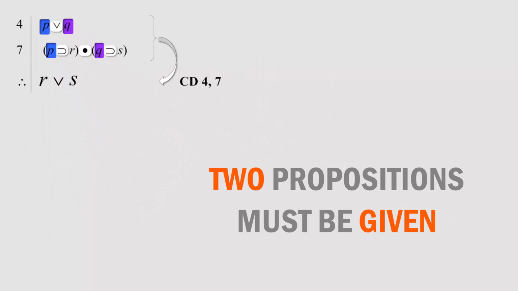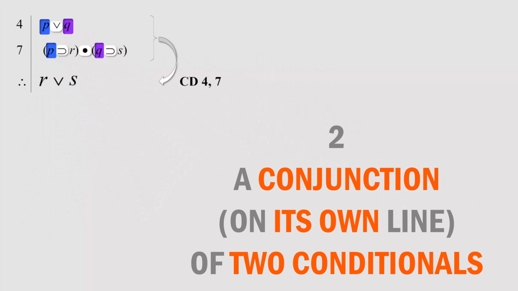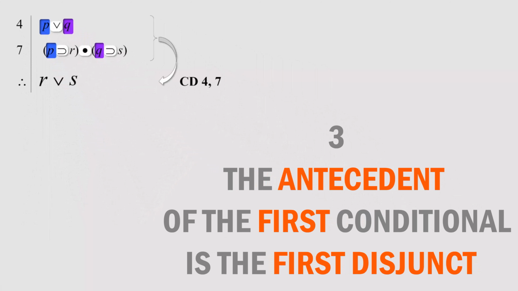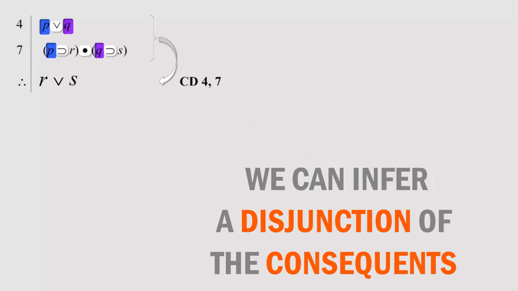To apply the rule, we have to have a disjunction standing on its own line and a conjunction, again, on its own line of two conditionals whose antecedents are the disjuncts of the mentioned disjunction. Given these two propositions, we can infer a disjunction of the consequence of those two conditionals.